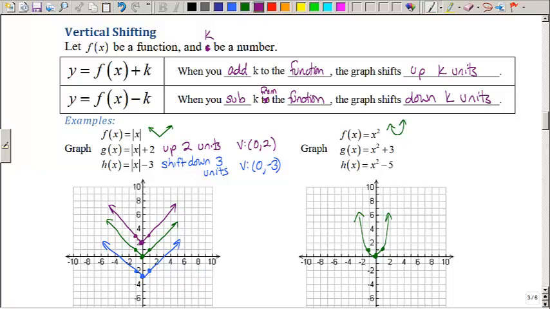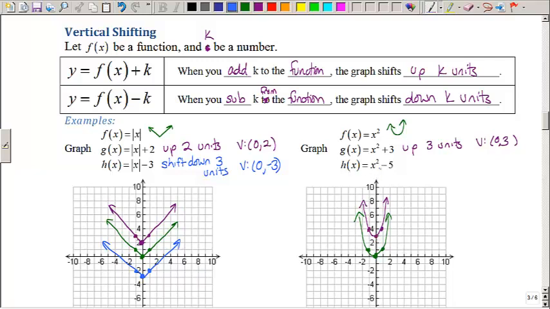G of x is equal to x squared plus 3. This plus 3 on the outside tells me that I'm shifting up 3 units. When I shift my vertex up 3 units from 0, 0, my new vertex would be at 0, 3. Then you can shift your key points up 1, 2, 3, 1, 2, 3. Notice from the vertex, I'm still going right 1, up 1, left 1, up 1. It may look like it's a little bit skinnier. It's really not. It's only that you're seeing less of the graph.